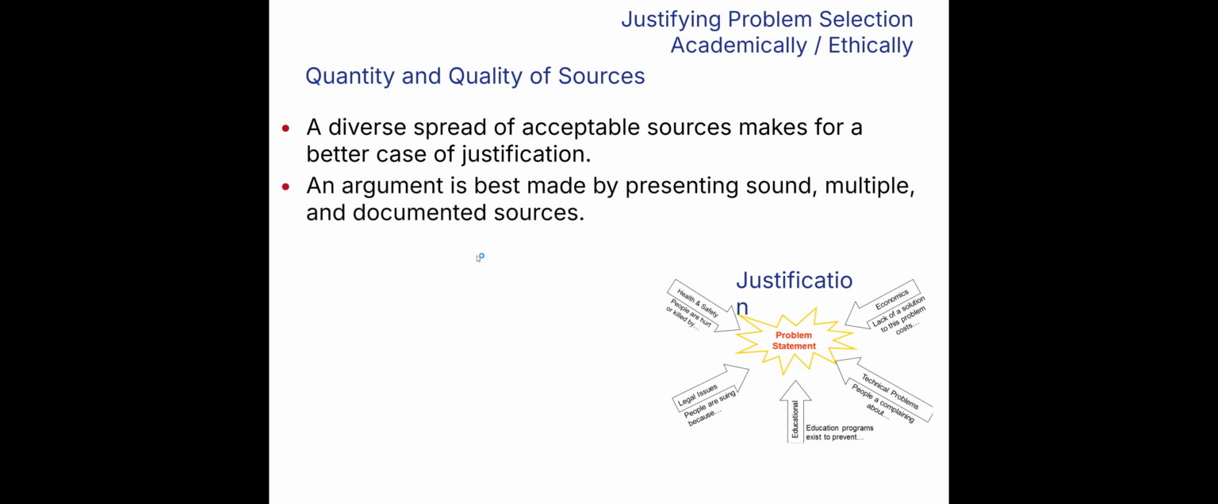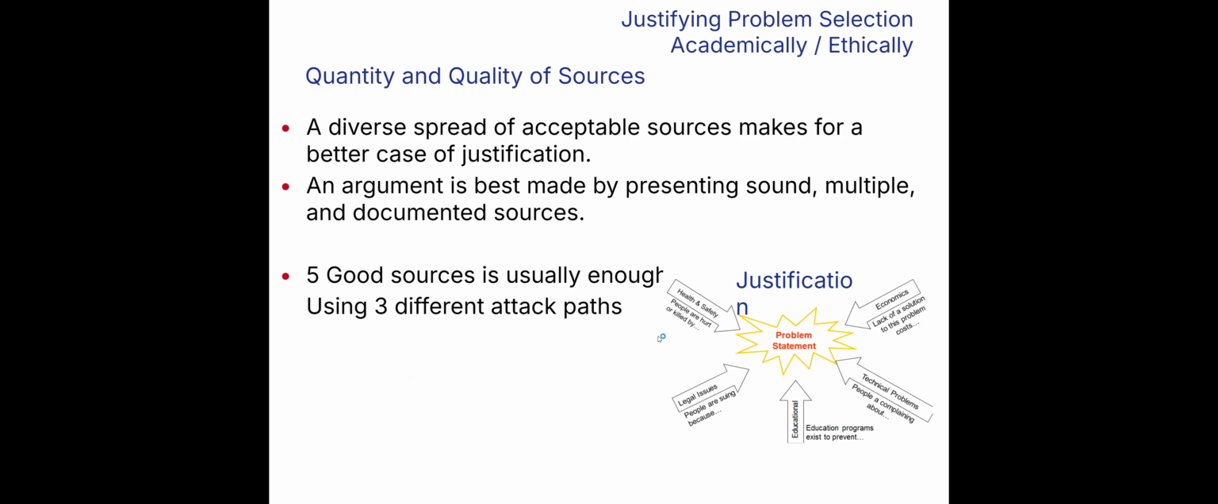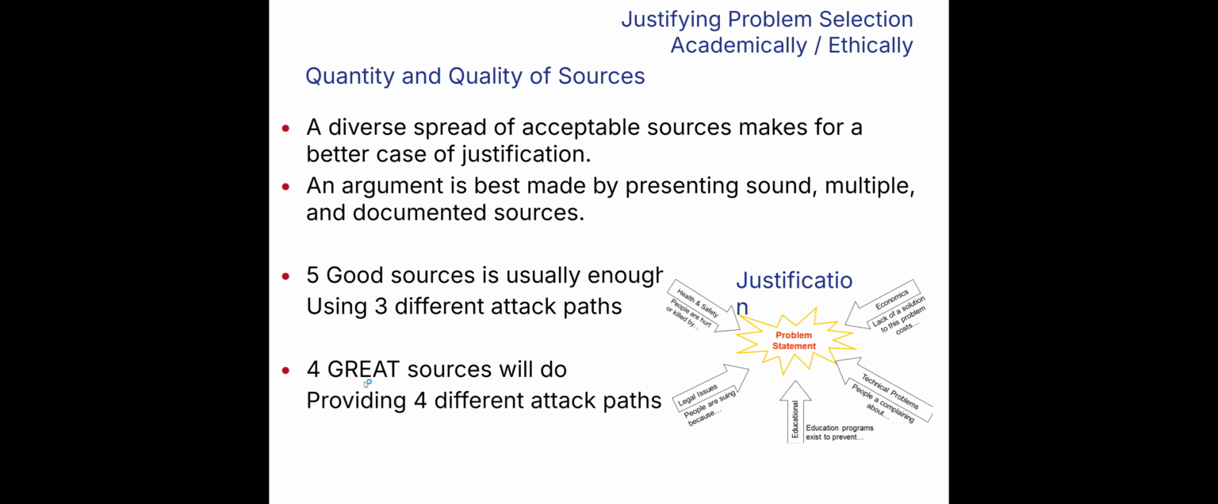Okay, so they talk about quality and quantity of resources. You want to go across a whole lot of different sources to make a better justification. You have to have sound, multiple, and documented sources. Five sources are usually good. If you're going to do this, you're going to have three different paths as a minimum, and you're going to have five sources for each one of those if you can get them to do it. Four great sources will do, providing four different attack paths. I think they need to have more than one per attack path.